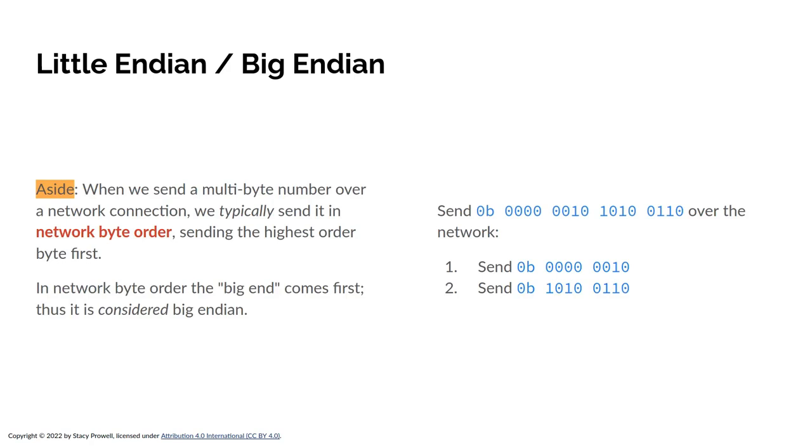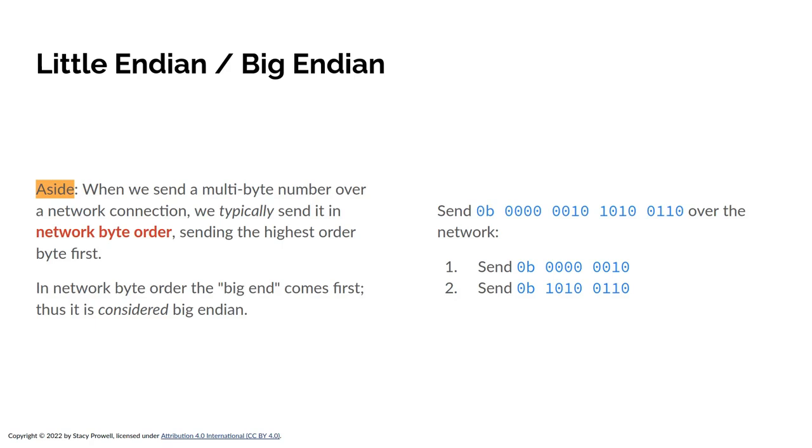I'll mention this. This is an aside. I think it's just a fun fact. When you send a multi-byte number over a network connection, you want to send those 2 bytes. What order do you send them? It matters, right? It matters if you're sending the little end first or the big end first. And in network byte order, we send them big end first. Suppose you're sending 678, the digits. You would send the 6 and the 7 and the 8, right? That's the order you'd be reading them left to right. And so that would mean you were sending the highest order decimal digit first. You're sending the big end of the number first.